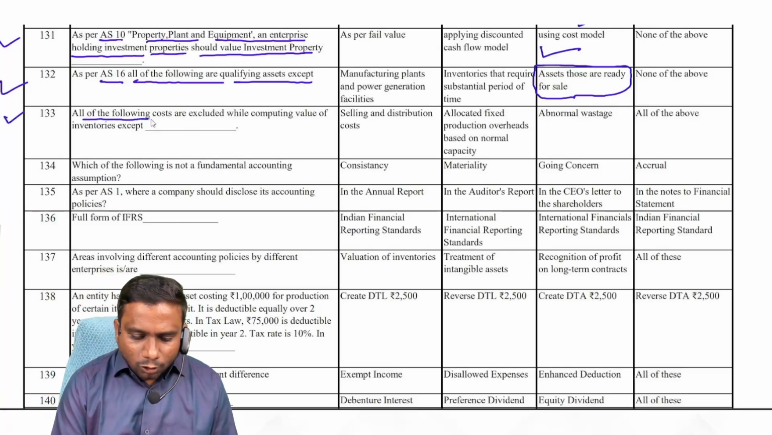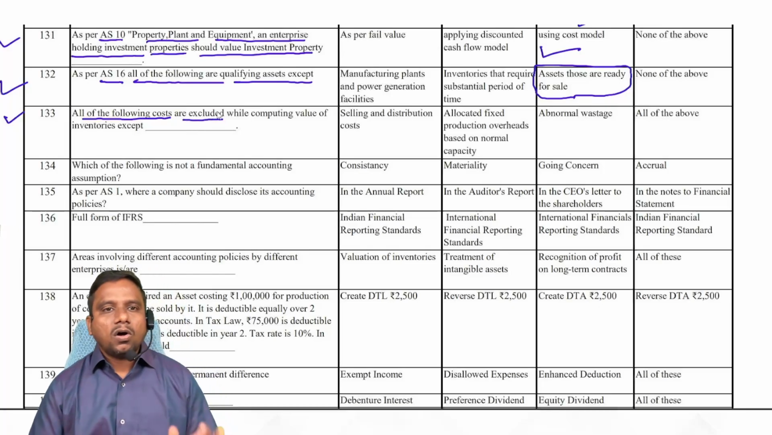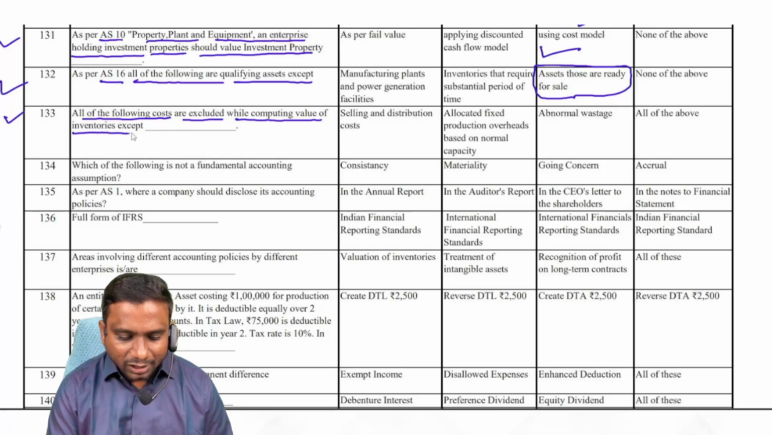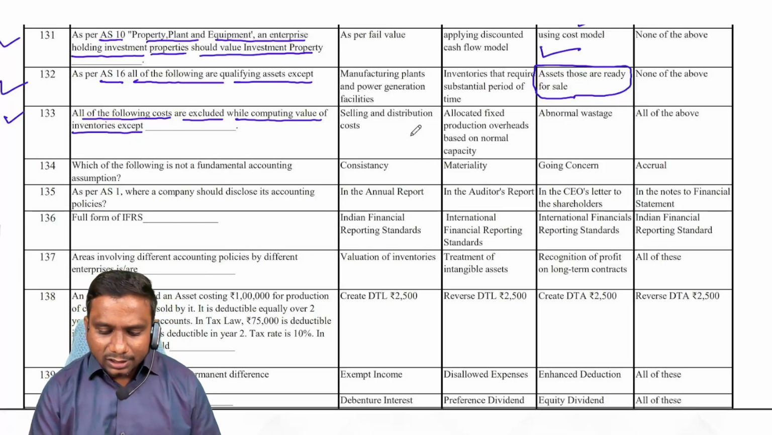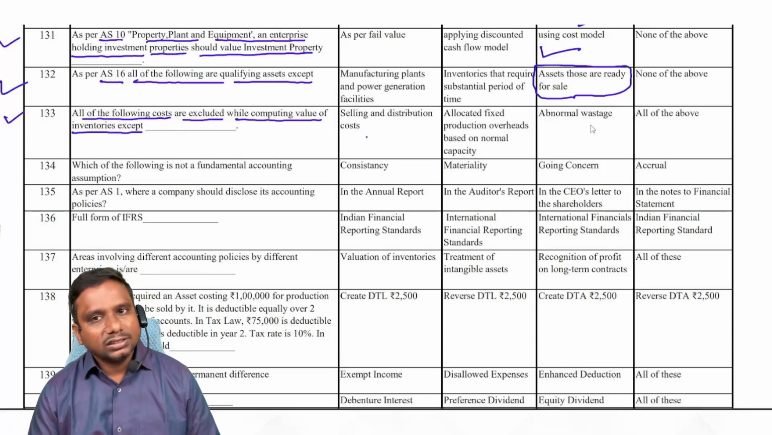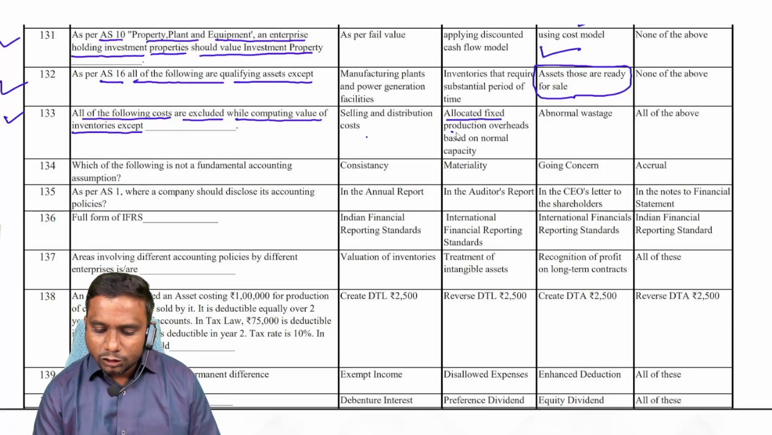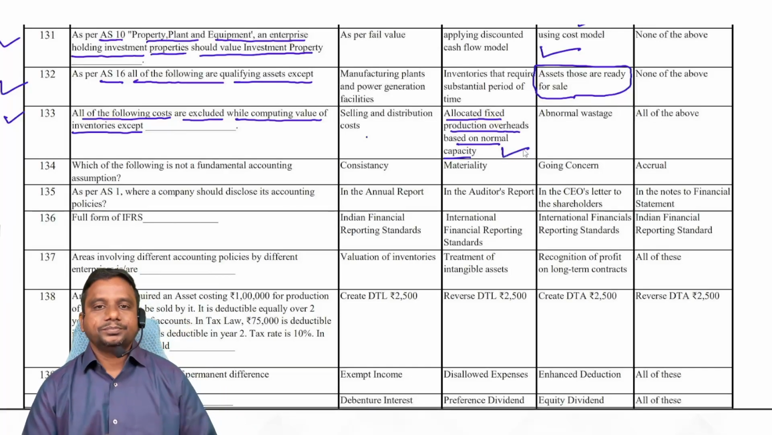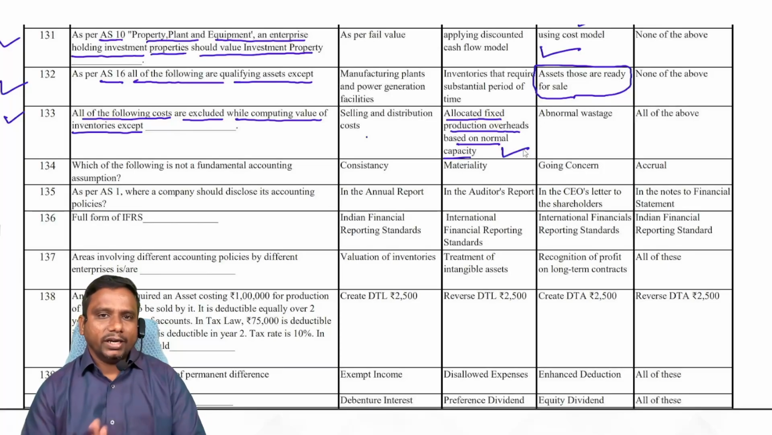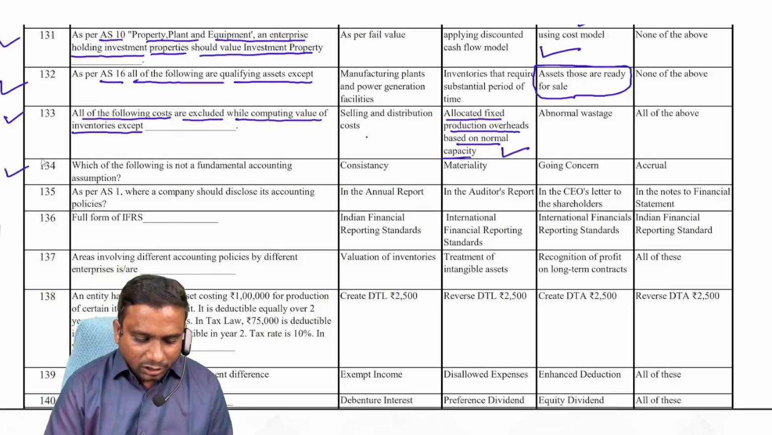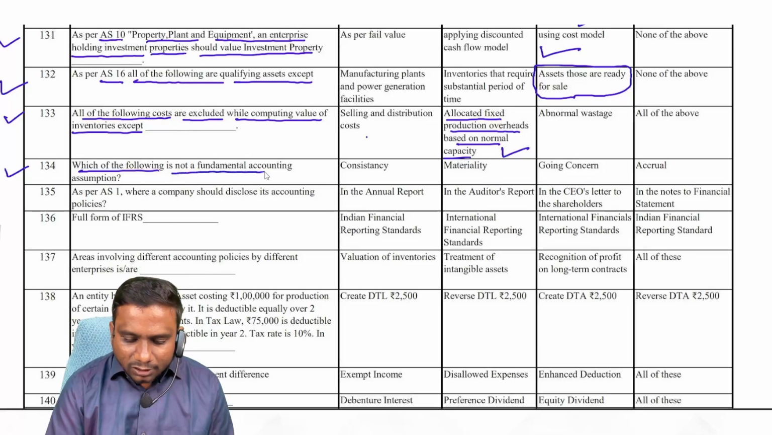133. All of the following costs are excluded while computing value of inventories except. Look at selling and distribution cost, excluded. Abnormal wastage, excluded. Next, allocated fixed production overheads based on normal capacity. This must be included. Selling and distribution excluded. Abnormal wastage excluded. But fixed production overheads must be included.